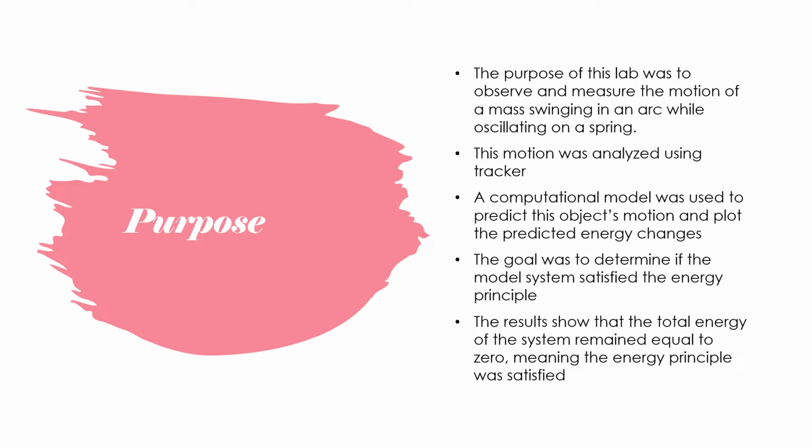The purpose of this lab was to observe and measure the motion of a mass swinging in an arc while oscillating on a spring. Then this motion was analyzed using Tracker. A computational model was used to predict the object's motion and plot the predicted energy changes. The goal was to determine if the model system satisfied the energy principle. The results show that the total energy of the system remained equal to zero, meaning the energy principle was satisfied.